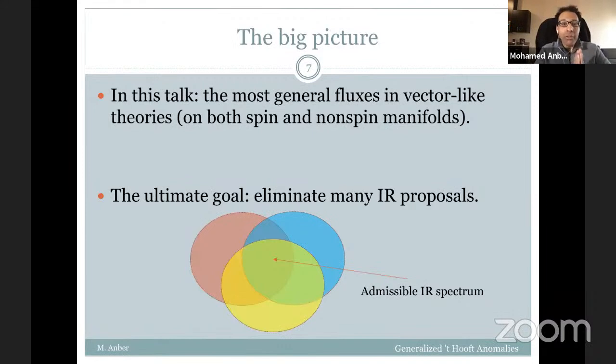So in this talk, as I mentioned, I'm interested in turning on the most general fluxes in vector-like theories, and hence I am trying to see the most general anomaly that I can have both on spin and non-spin manifolds. So what is the ultimate goal of doing that? The ultimate goal is to eliminate as many IR proposals as possible. And I represent this using these Venn diagrams. Let us imagine that these three circles represent three different 't Hooft anomalies. And you see that they intersect in a smaller area, which means that they actually constrain my theory in the IR more than only one 't Hooft anomaly can do for me. So the more anomalies you have, the better, because in this case, I can eliminate as many scenarios as possible, and I can pinpoint a narrower variety of scenarios.